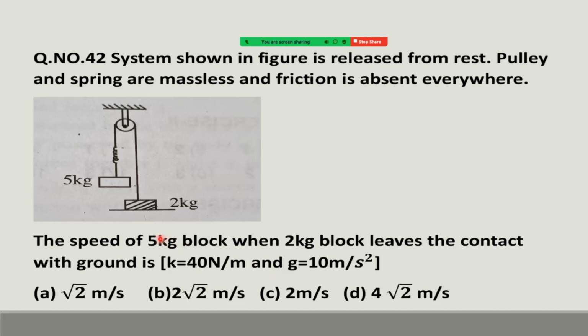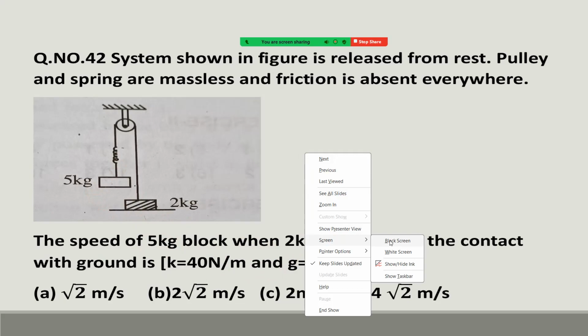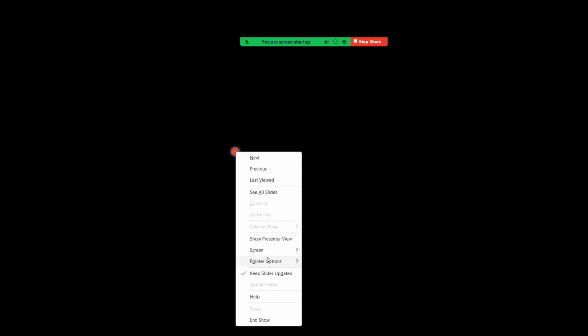So the condition given is that it is released from rest. That means we have to understand that initially we are holding the 5 kg block so that the 2 kg block is in contact with the ground and the spring is in its natural state. Then we are releasing the 5 kg block. Let us see. We have to focus on the speed of the 5 kg block when the 2 kg block leaves contact with the ground. Okay, first make the diagram given.